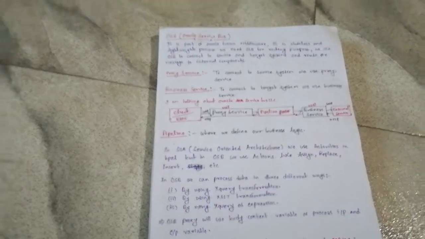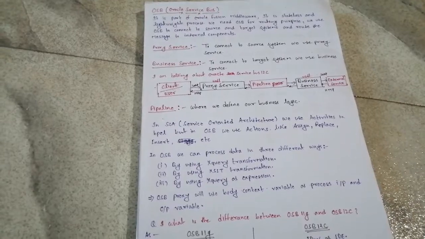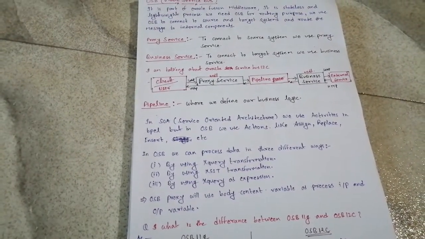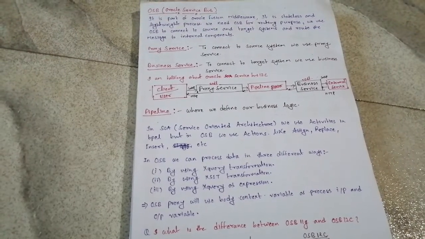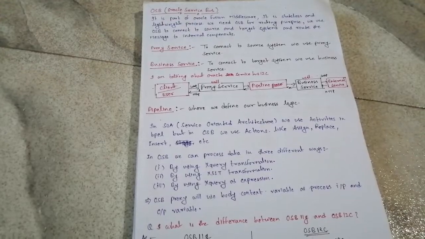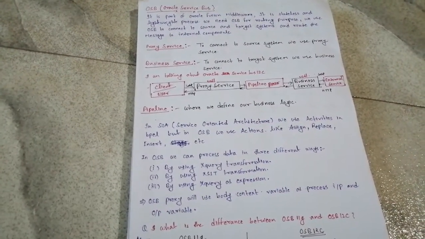So how can we transfer the data from the proxy service to the business service? There we are using XQuery transformation and XSLT transformation. By using that, we can transfer the data from the proxy service to the business service. Okay.